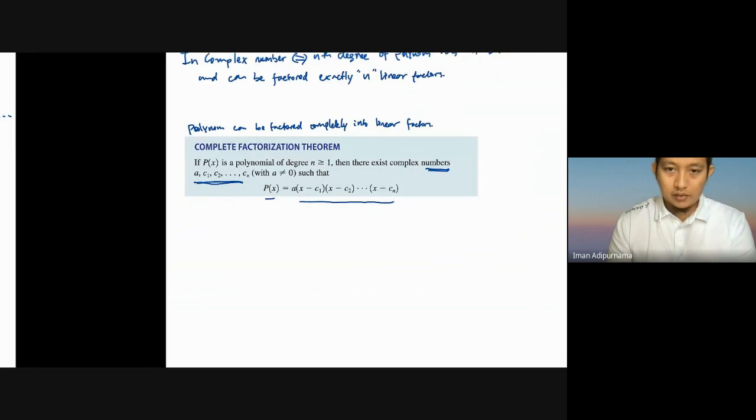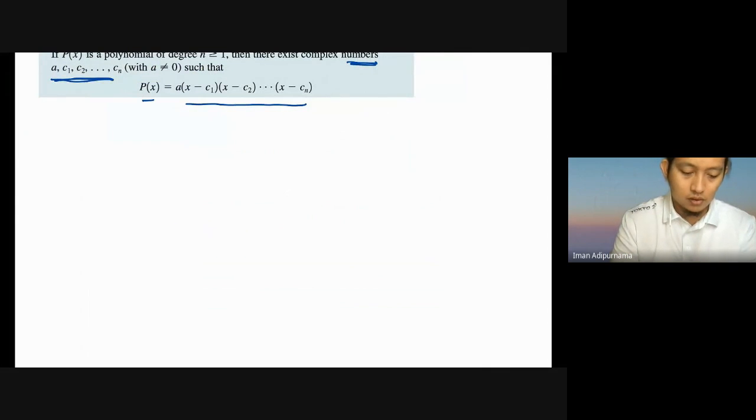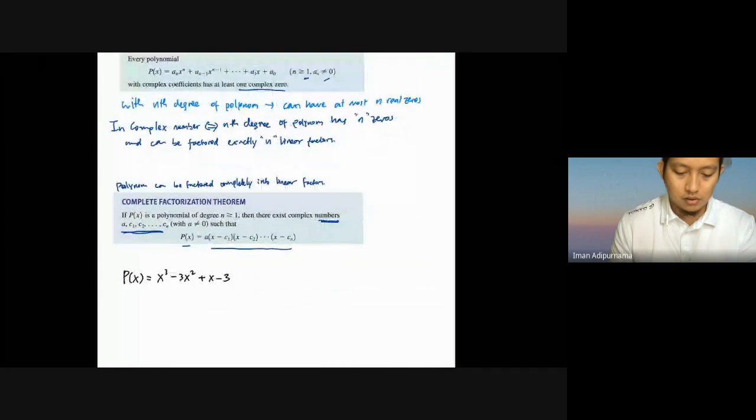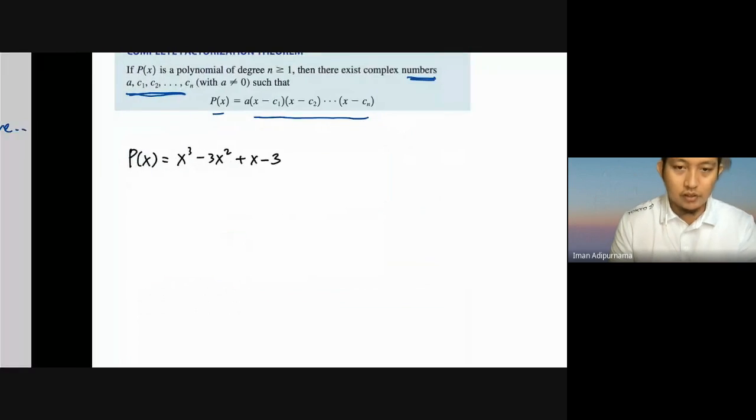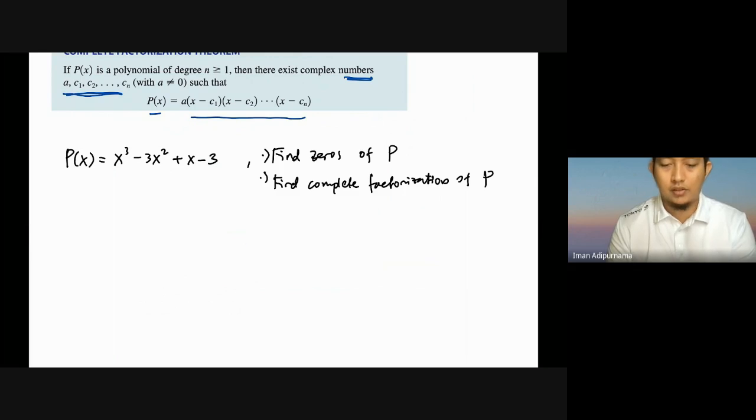Okay, I think we can check using an example. Let's say we have P(x). Find the zeros of P, and find the complete factorization of P. So two questions there.